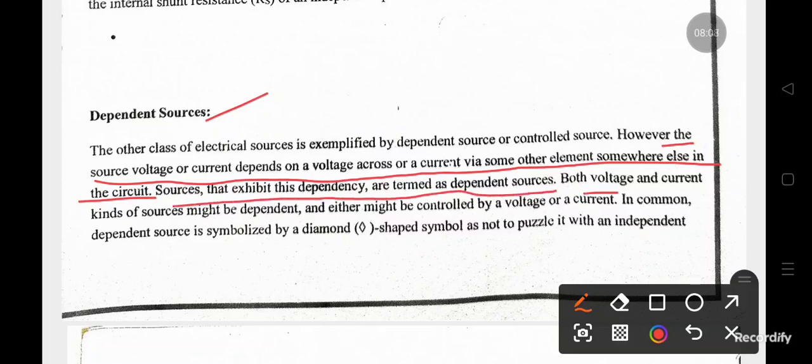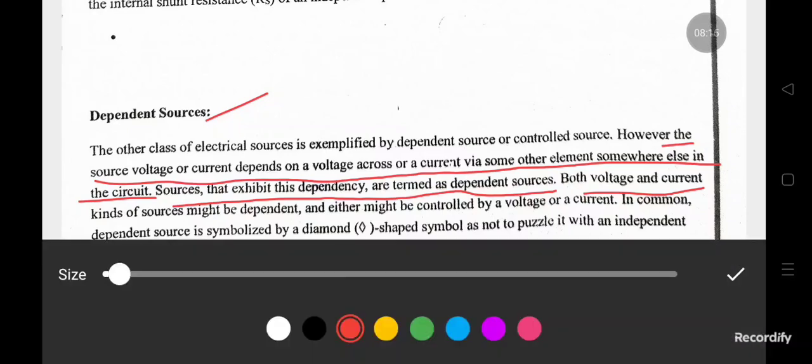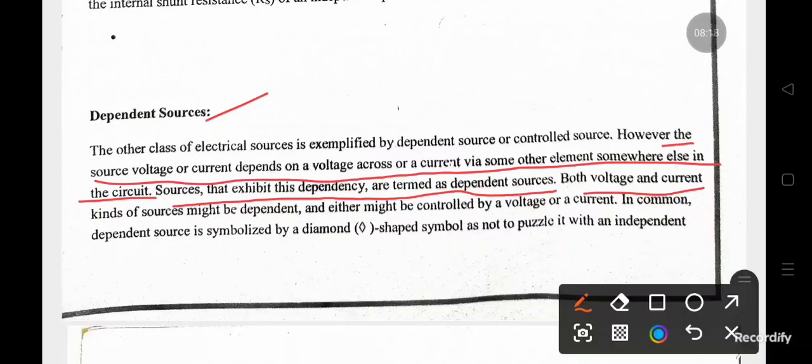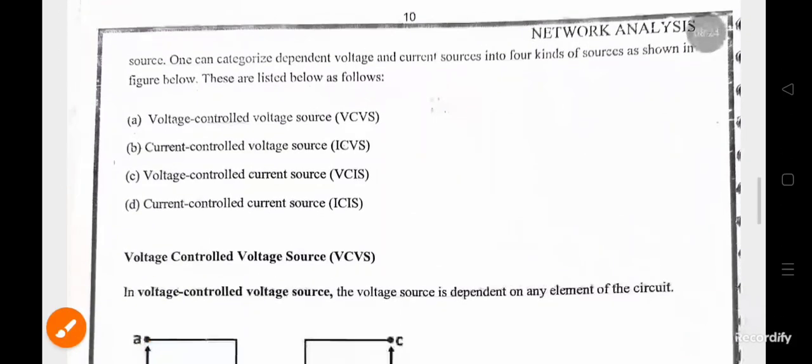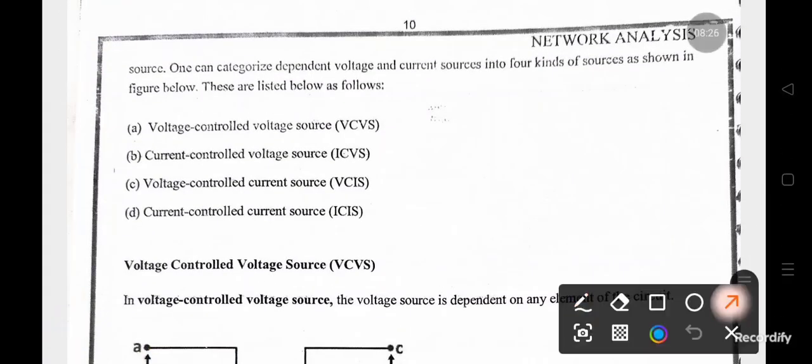Both voltage and current kinds of sources might be dependent and either be controlled by a voltage or current. In common, a dependent source is symbolized by a diamond shape symbol so as not to confuse it with an independent source. The dependent sources can be categorized into the following types.